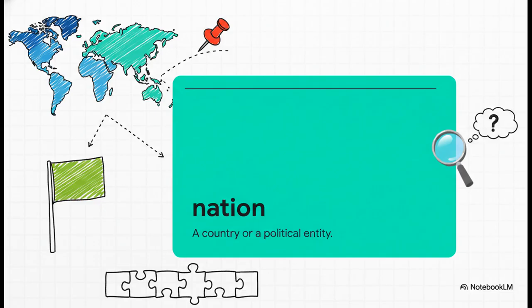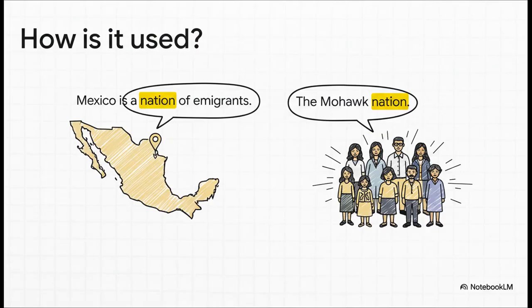Simple enough. Well, hold on, because this is where it gets interesting. Check out these two examples, taken straight from our source. The first one fits our definition perfectly. Mexico is a nation of immigrants. Okay, country, borders, got it. But then you look at the second one. The Canadian government is working with the Mohawk Nation.